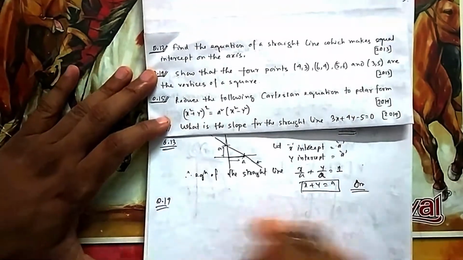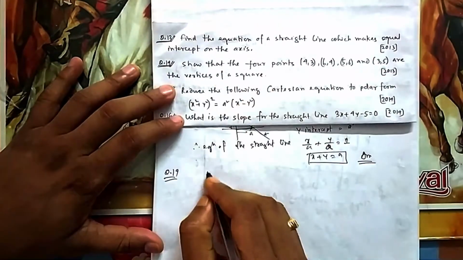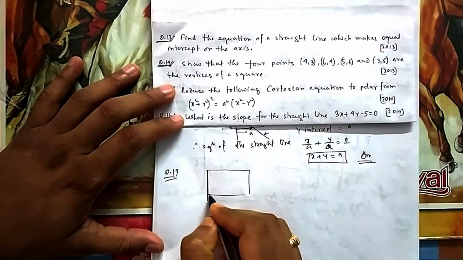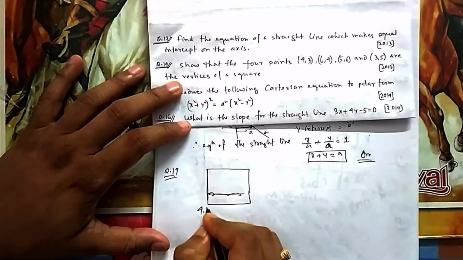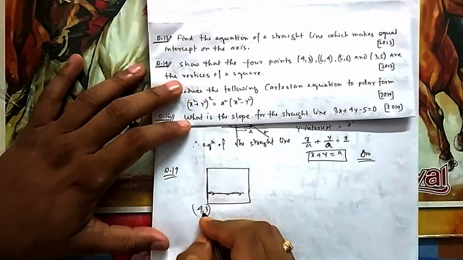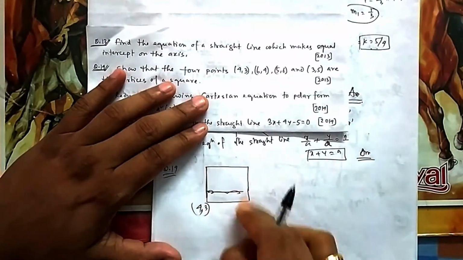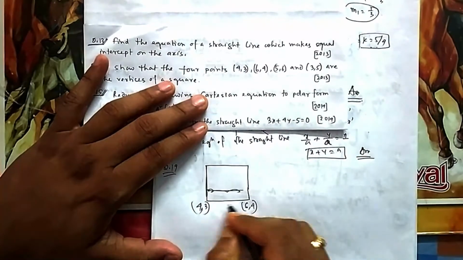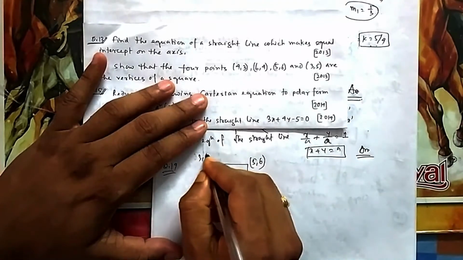Now if you come to question number 14, show that the 4 points are the vertices of a square. If you have the vertices of a square, you start one by one and write them either in this direction or in this direction, then it will be a square. You can't put these vertices arbitrarily. You put these vertices either clockwise or anti-clockwise; I always prefer to write it in anti-clockwise direction. You can write it in whatever direction.